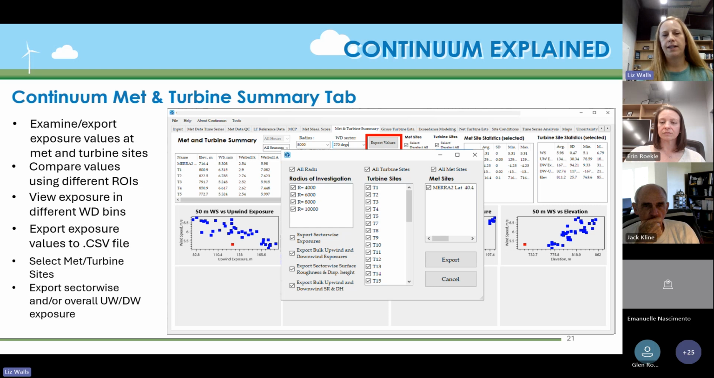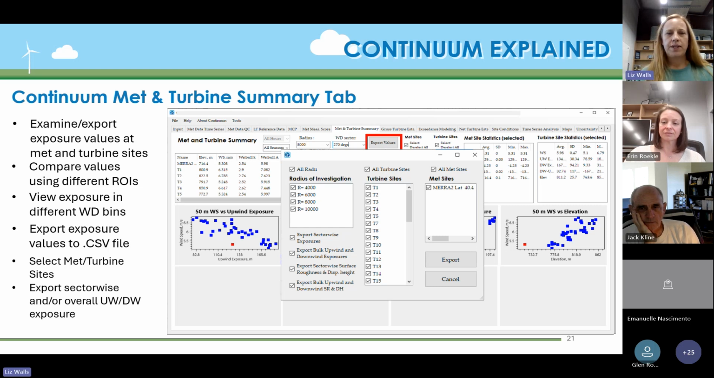But what I really wanted to highlight here is that you can view and compare the overall upwind and downwind exposure at all the sites. So you can scroll through that table, and then the plots here are showing the relationship between the wind speed and the upwind exposure, the wind speed and the downwind exposure, the wind speed and the difference between the upwind and downwind, and then the wind speed as a function of elevation.